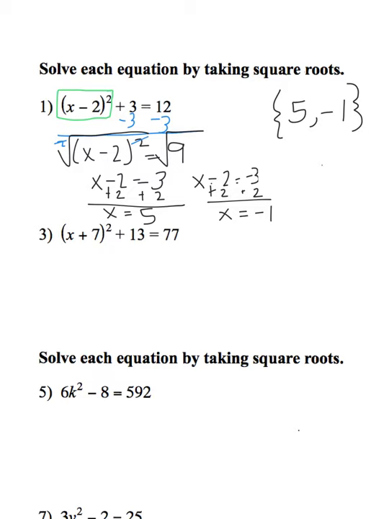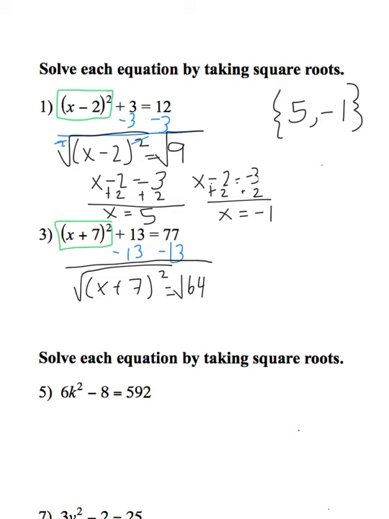Let's do the same thing for number 3. Again, we want to isolate this x plus 7 squared, so we need to do the inverse of plus 13, which is subtract 13. Subtract 13 from both sides, and we're left with x plus 7 squared equals 64. Take the square root of both sides. The square root of 64 is positive 8 and negative 8.